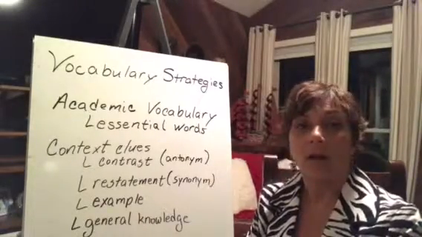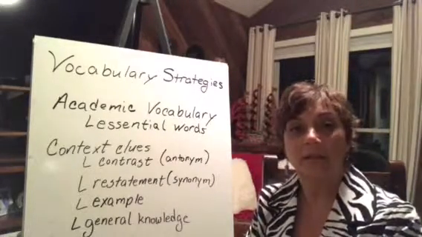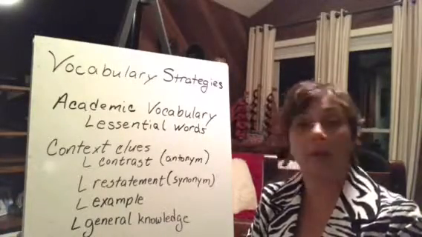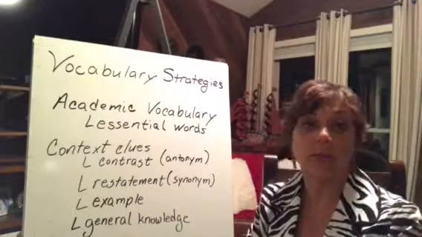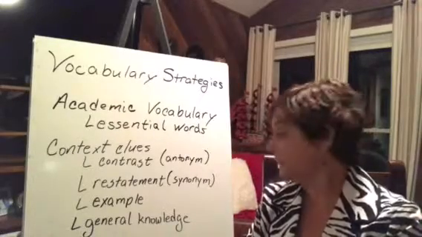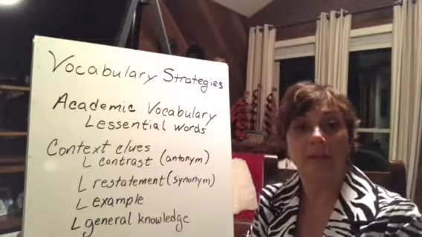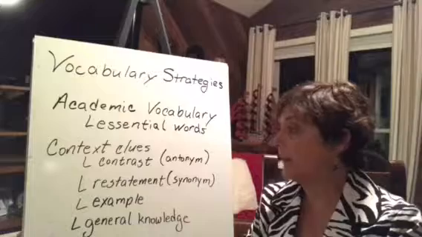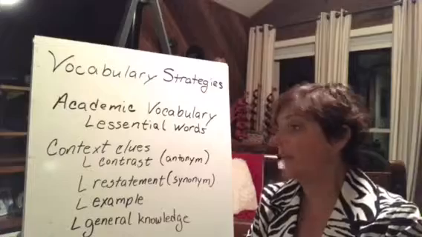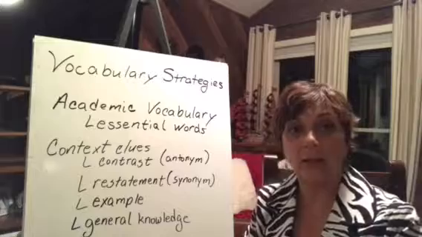Context clues are when you read the word in its setting, you read the sentences before or after to try to determine the meaning of the word. Many times they'll have contrast clues, which are antonyms, restatement clues, which are synonyms or words that mean almost the same thing. They might list examples or general knowledge that define the word in question. For information on these, I would like you to go to your book and look for some examples of these types of context clues before you attempt taking the quiz.